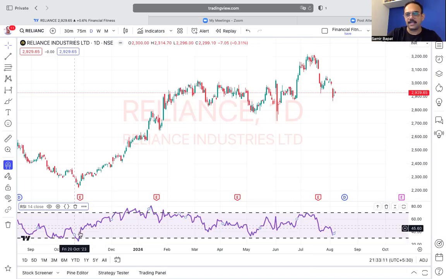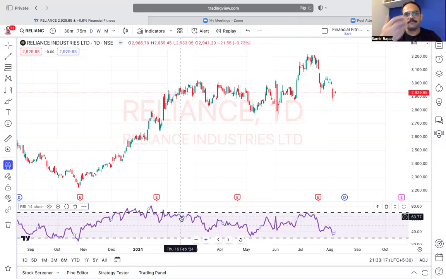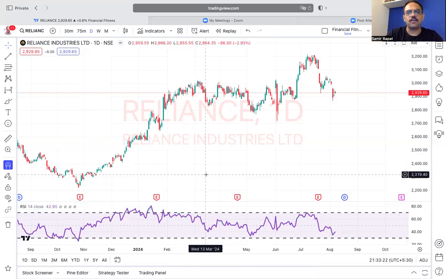So this is the RSI. Deliberately, I have made it more visible. This is the RSI line. I'll not go into the formula. Typically, it is drawn taking the closing price of the last 14 days. And that is how it was developed.